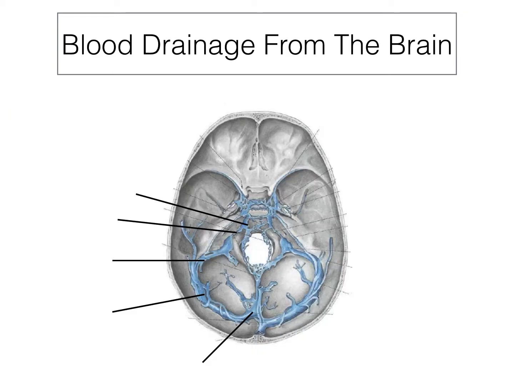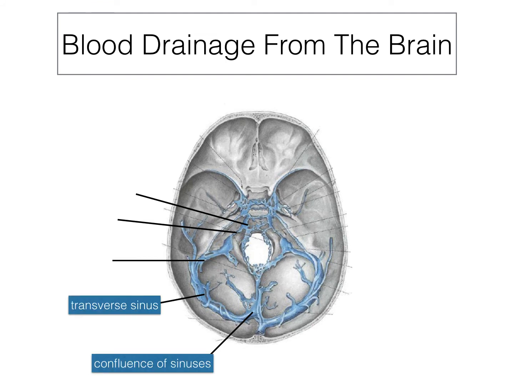For the blood drainage from the brain, here we're looking at the superior view at the top of the skull, and this gives you an accurate representation of how the deoxygenated blood drains. Starting from the superior sagittal sinus, the deoxygenated blood goes into the confluence of sinuses, then into the transverse sinus, to the sigmoid sinus. So you can see it's like an S shape. And then the blood drains out of the jugular foramen into the internal jugular vein.